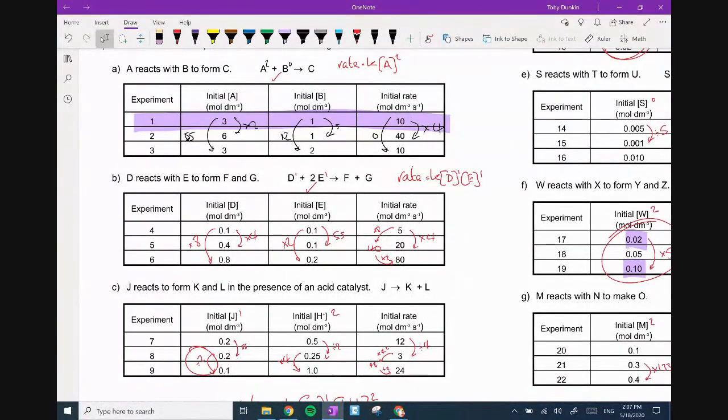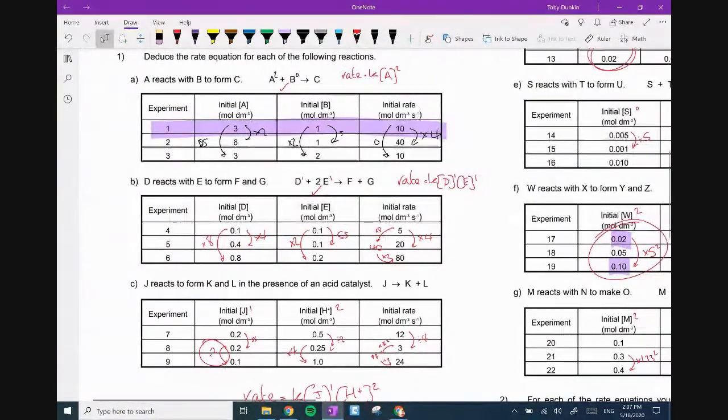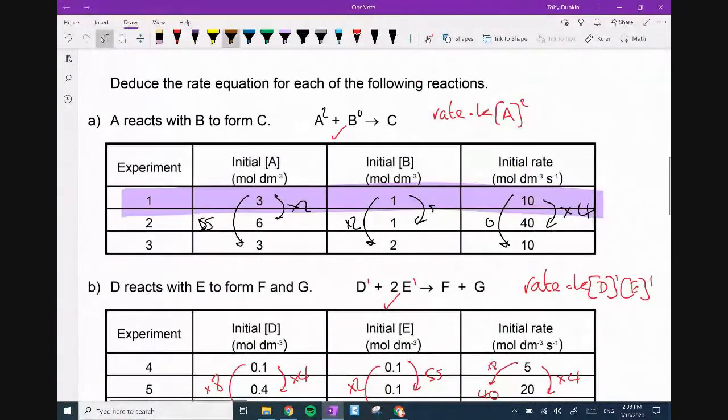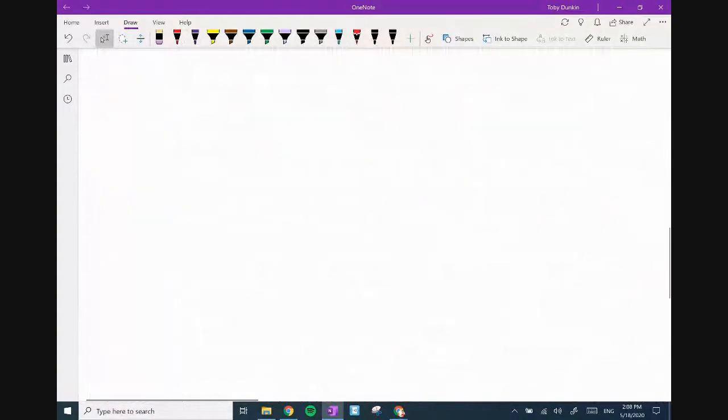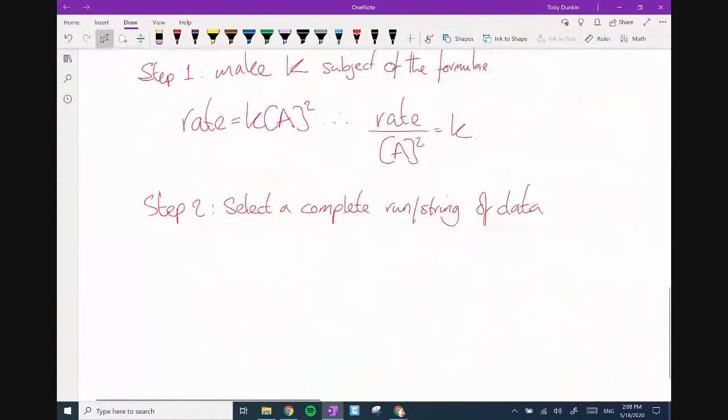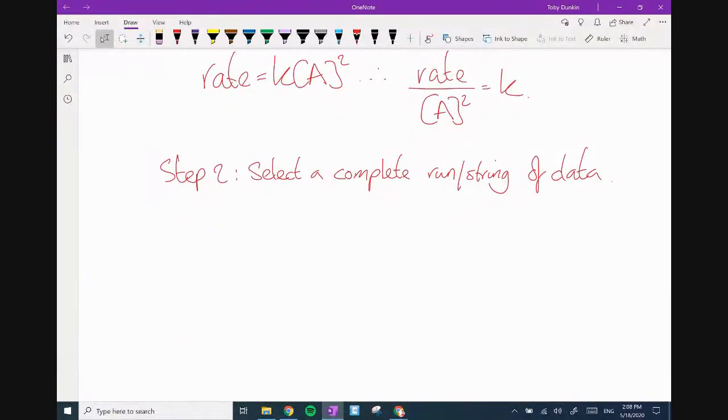All we now need to do is input my data. We know that B is zero order, so B doesn't even matter. 3 and 10 is all I need. Yeah, 3 and 10. Go back down here. So I'm going to insert my complete data. So the rate was 10.